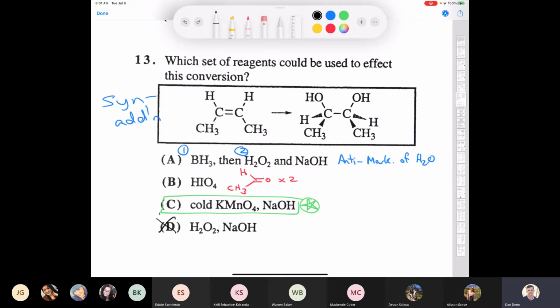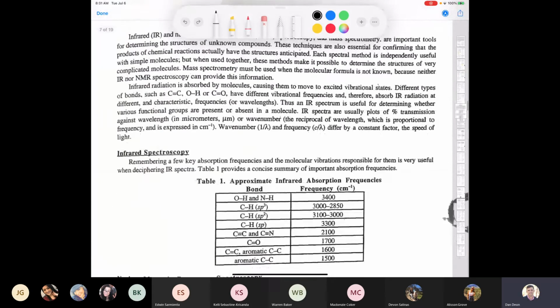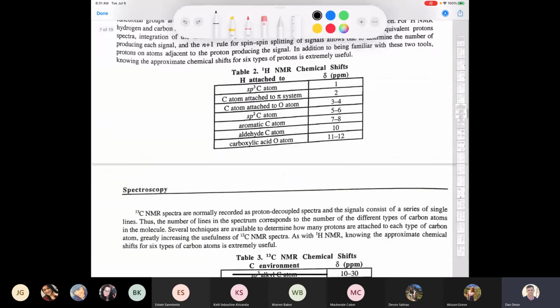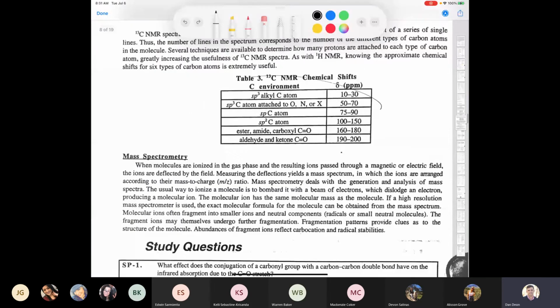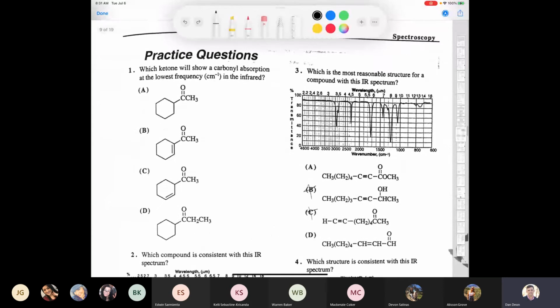All right, let's turn our attention to spectroscopy. And remember that during the final exam, you're not going to have a table of IR shifts. You're not going to have a table of proton shifts. You're not going to have a table of carbon shifts. But I don't think you are going to need it to solve any problems that I would ask you about spectroscopy.